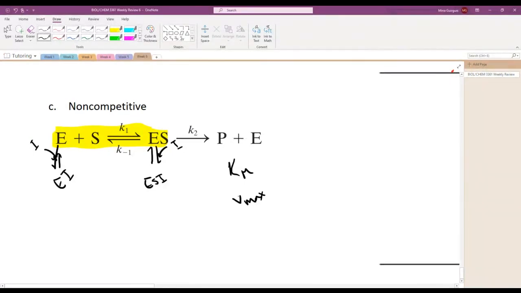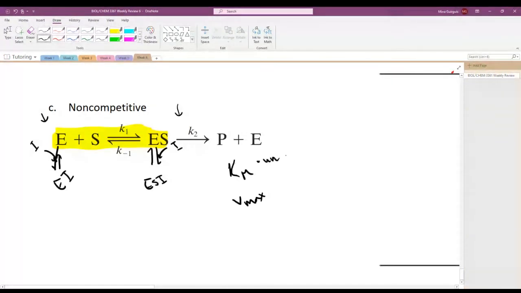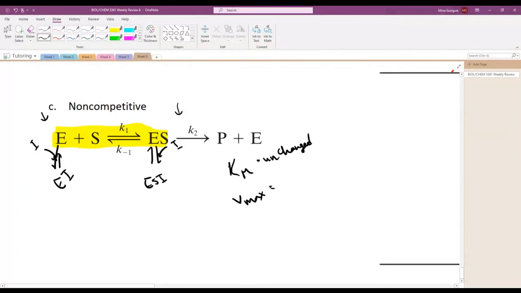Okay? And the reason is both enzyme and enzyme substrate complex will decrease, but they'll decrease at about the same rate because the affinity is about the same. And so it really doesn't change much. Unchanged. Okay? What about Vmax? What do you guys think?